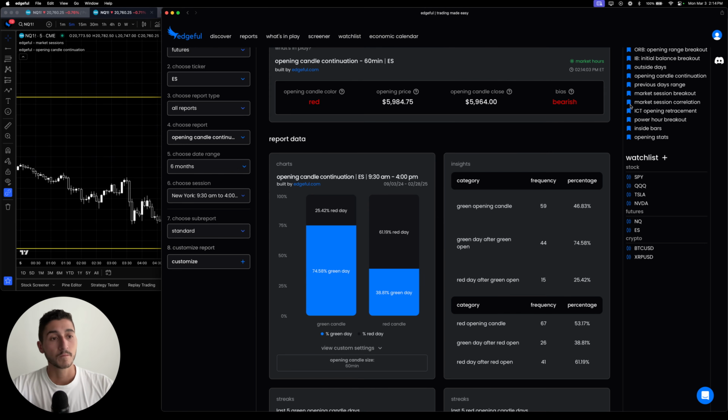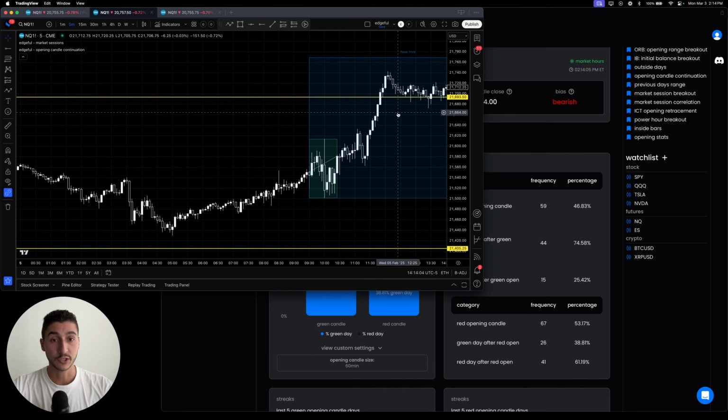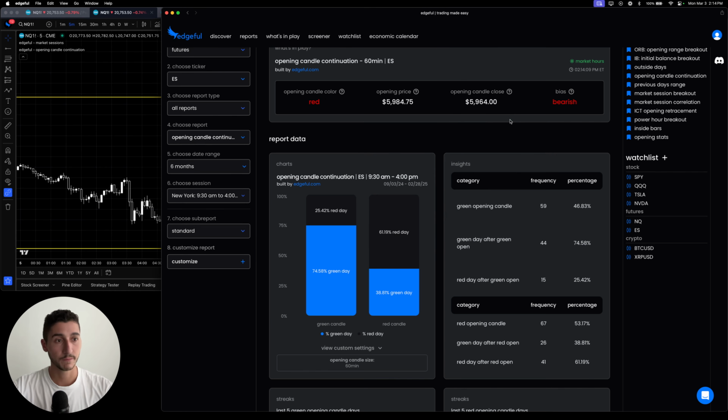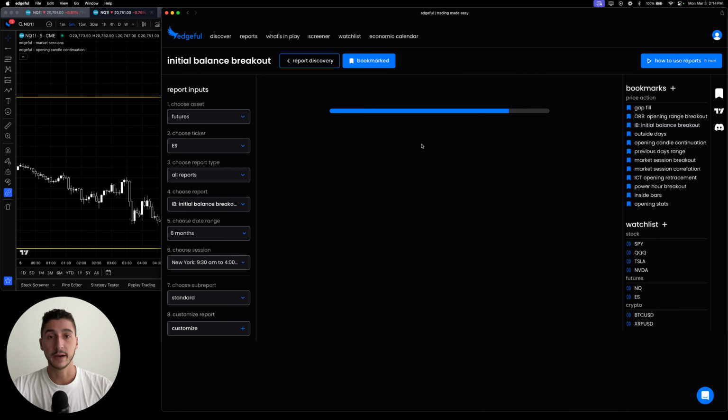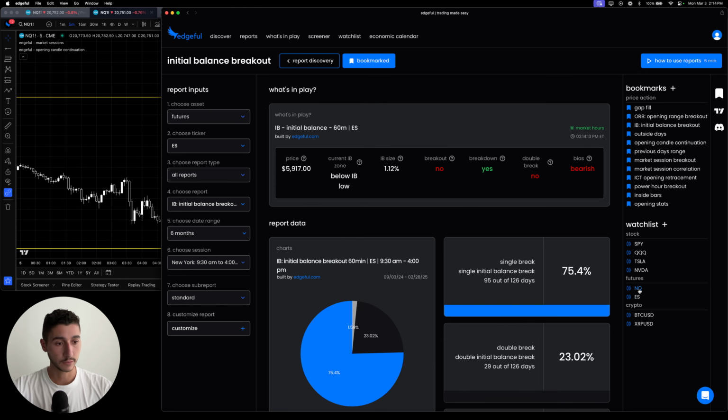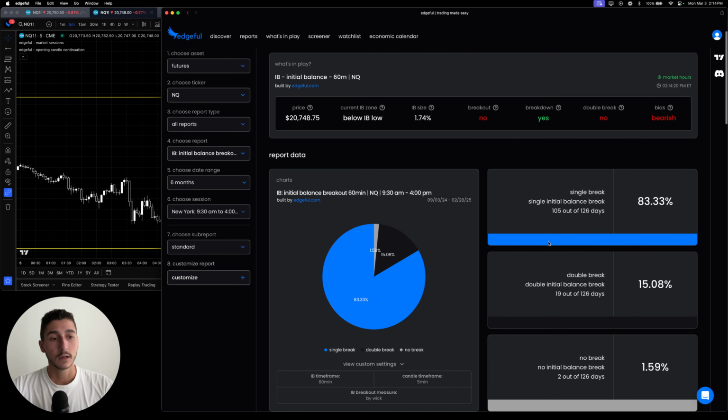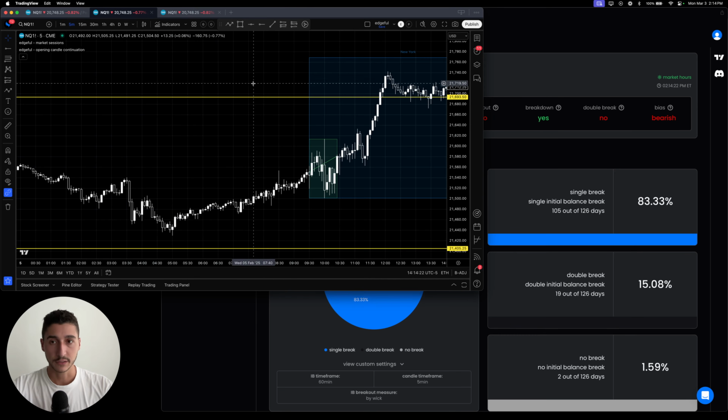Now, and that, by the way, is making us lean towards this target here, obviously, and not this one. We want to be bullish. Now let's go to the initial balance breakout report. And I'm going to go to NQ here. And what you can see here is the initial balance is the first hour of the session. So the same time that it takes for the opening candle to form, the initial balance will form.